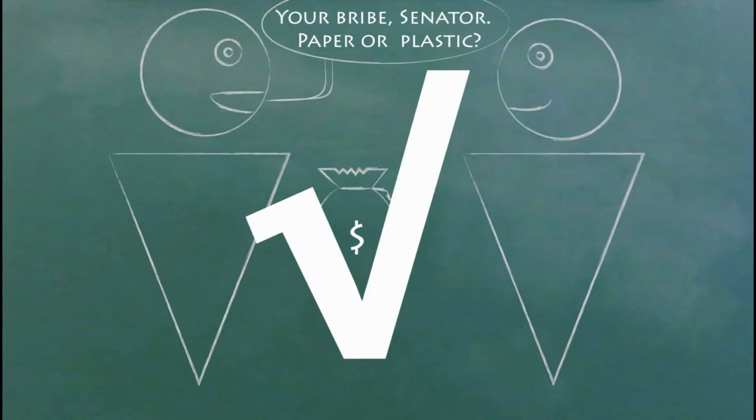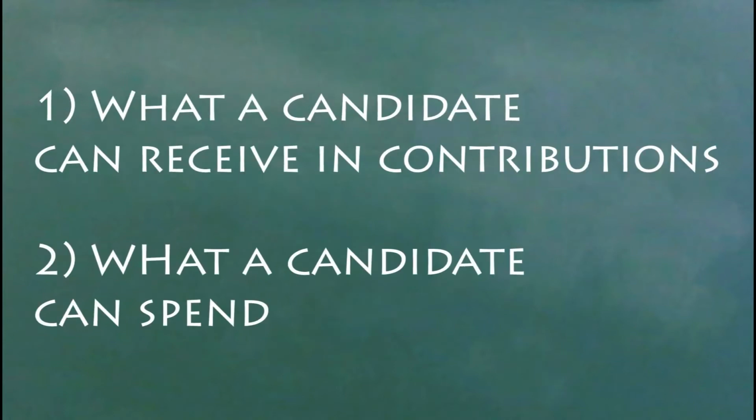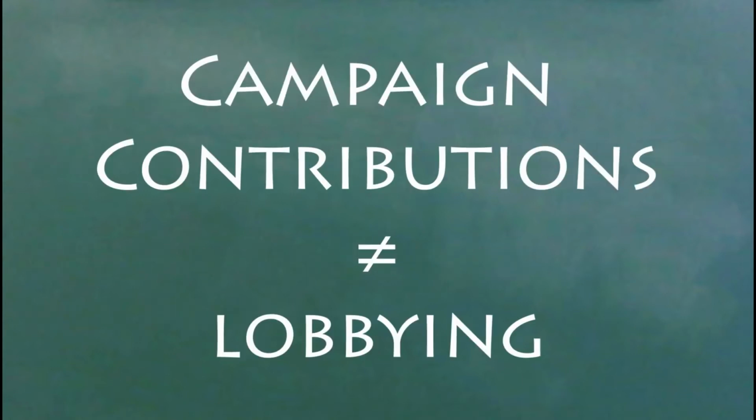This stuff is incredibly complex, so we can only just scratch the surface here, but we'll focus on the federal system as an example and deal with two basic areas: what a candidate can receive in contributions and what they can spend. You should know too that spending money on candidates in an election is entirely different than lobbying, which covers spending to support or oppose a specific law.